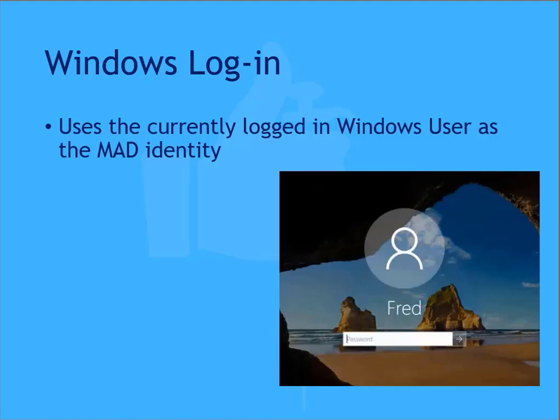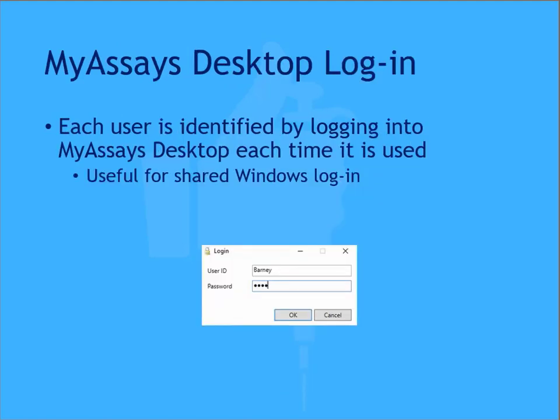If your lab uses a shared Windows login such that multiple users in the lab access the computer using a common login, then you can still secure your system using MyAssays Desktop Enhanced Security. This may be the case if your instrument control software must be used under a specific Windows login and those credentials are shared between users. In this scenario, the MyAssays Desktop Login authentication can be used so that a user can uniquely identify themselves to MyAssays Desktop each time it is used.